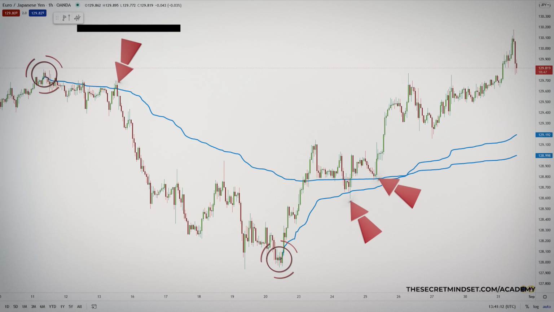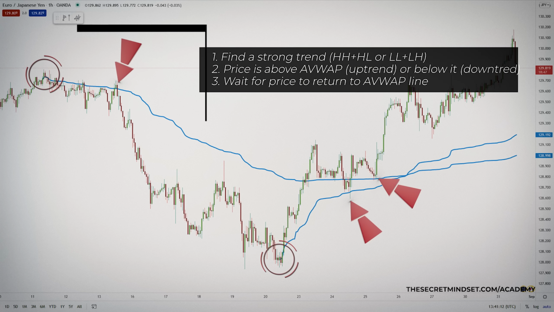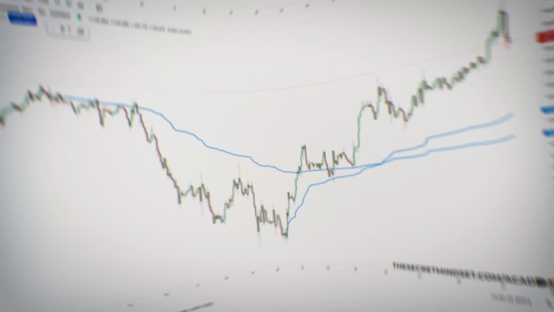To trade a pullback setup, you find an uptrend with price making higher highs and higher lows. Price trades, of course, above the anchored VWAP, and you patiently wait for the price to make a pullback to the downside, returning to the VWAP line. This is a chance to buy the stock.